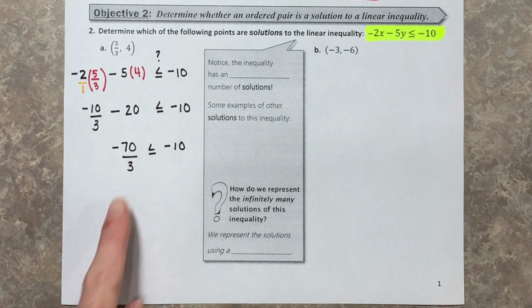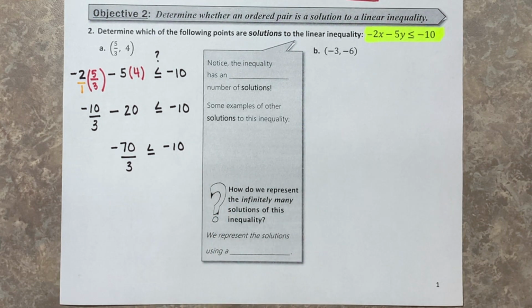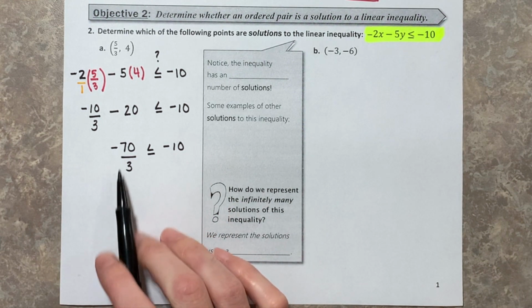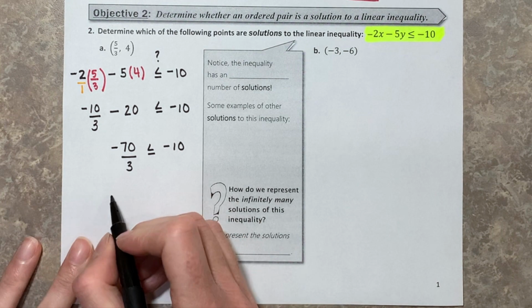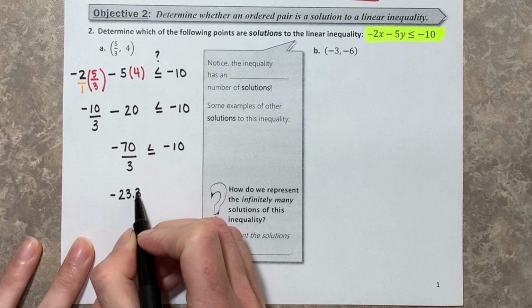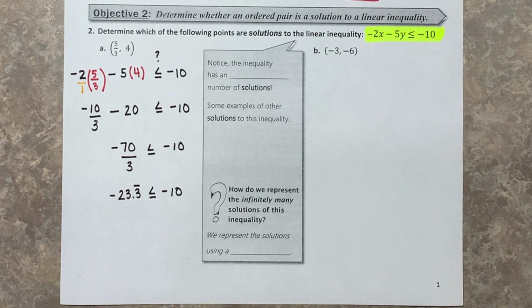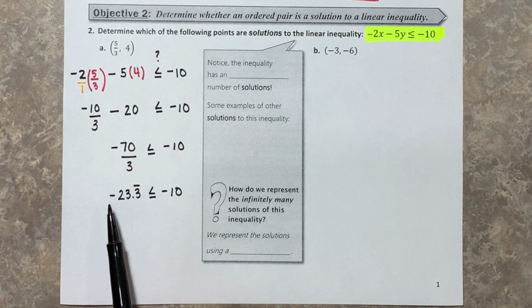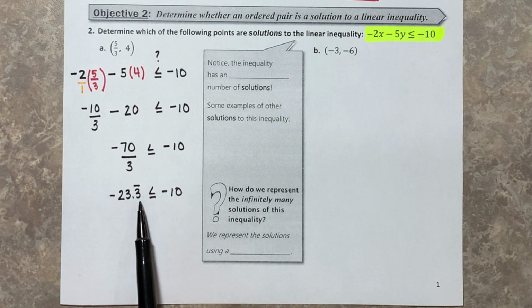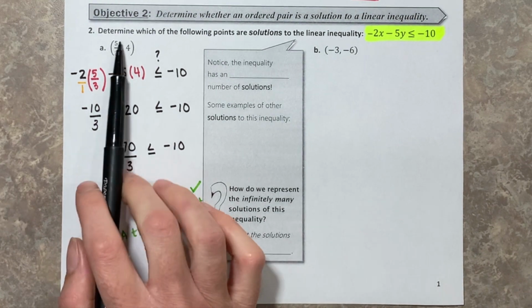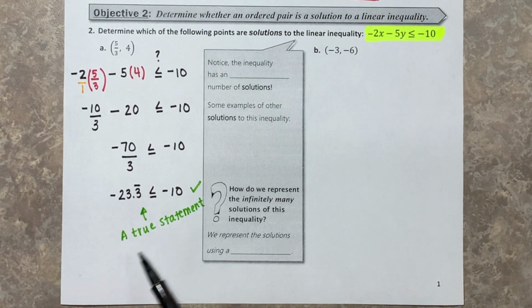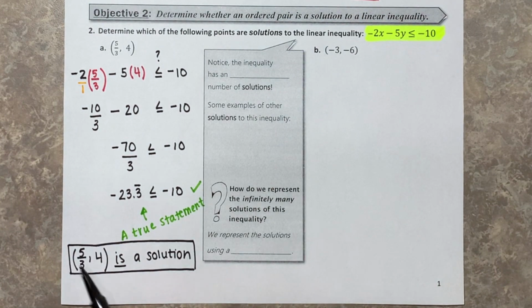And now we have to decide if this is a true statement or not. You might find it helpful to convert this to a decimal by just taking -70 divided by 3 in your calculator, and that will give you -23.3 repeating. And now it's a little bit easier to see that this is, in fact, a true statement. -23.3 repeating is less than or equal to -10. And because when we plug this ordered pair into this inequality, we get a true statement, we would say that the ordered pair 5/3, 4 is a solution.